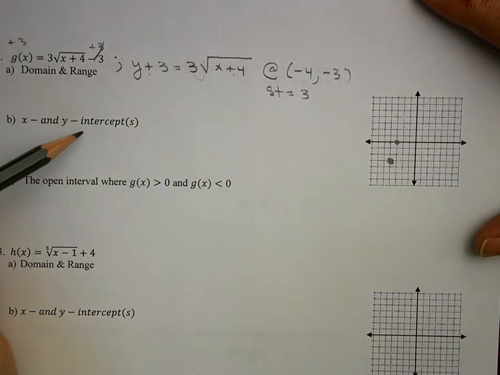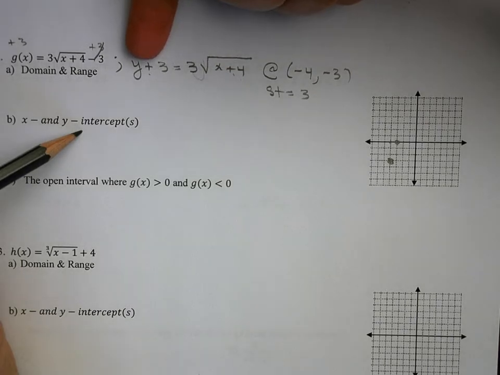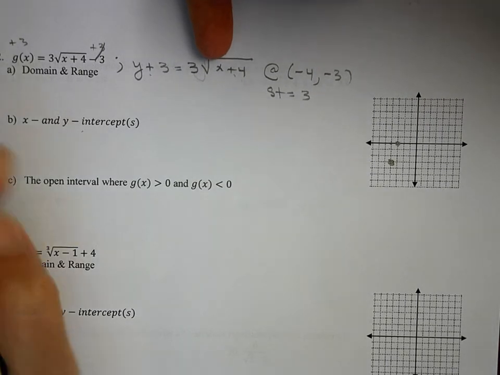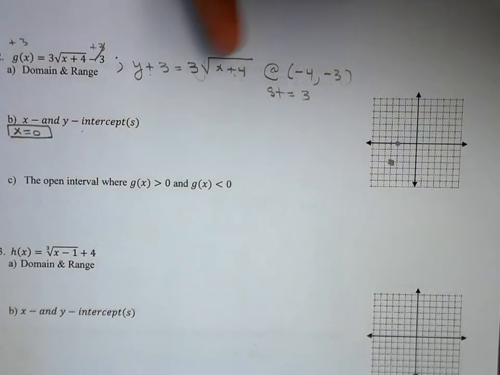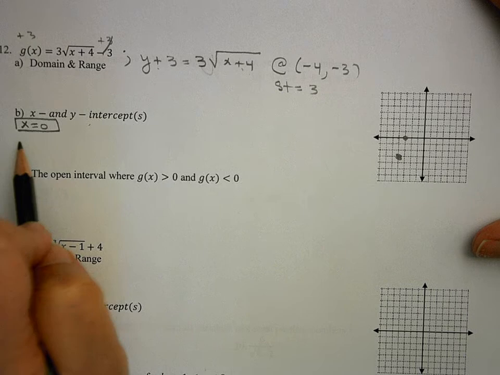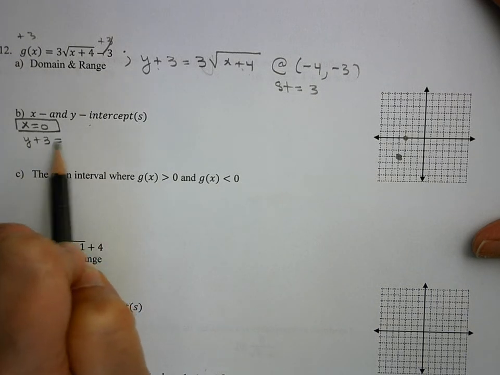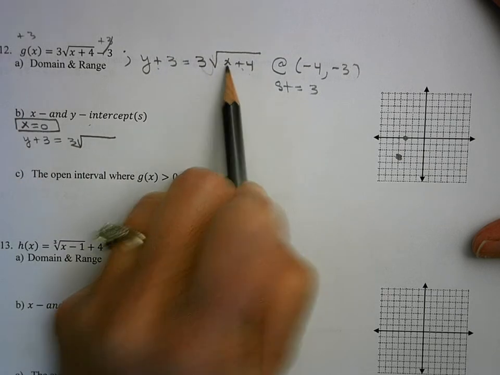So to find the y-intercept, that means I need to solve for y, so I need to get y by itself. And the only way to do that is if x were 0. So I'm going to go ahead and let x be 0 right now, so I can find that y-intercept. So I will have y plus 3 equals 3 times the square root, oops, I keep on making that the cube root, of x plus 4, and then replace x with 0.